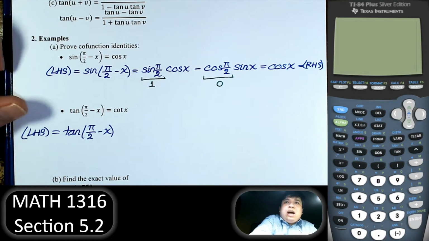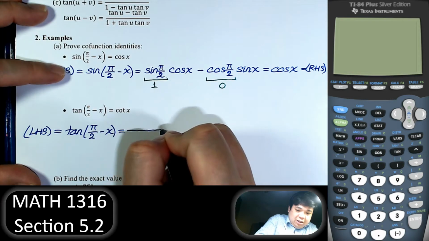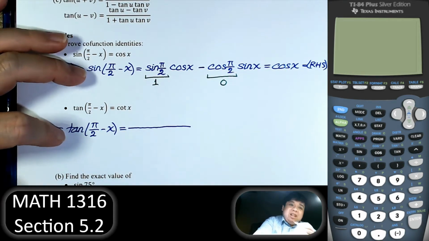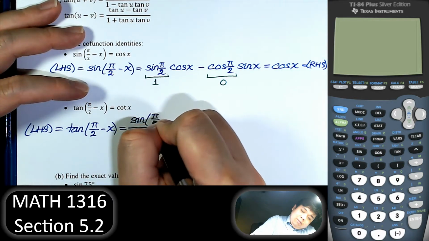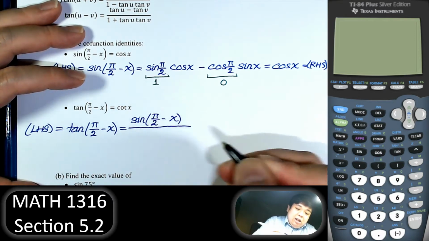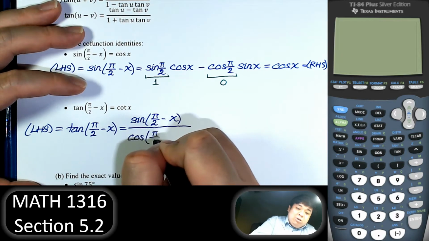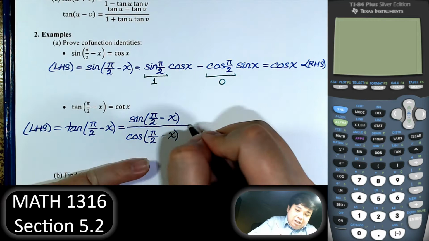Now if we cannot use that, what can we use? What else can we use? Of course, the more fundamental tangent is sine over cosine. Because when we write everything in terms of sine and cosine, it will be defined everywhere. So we don't have to worry about when it is undefined.